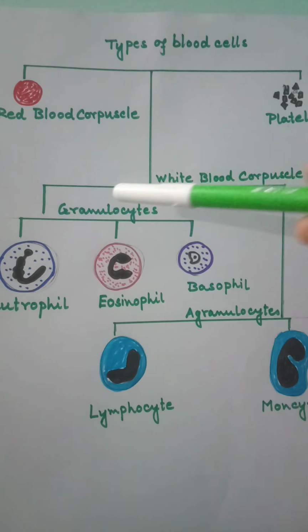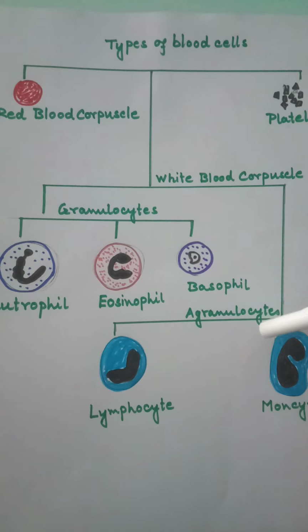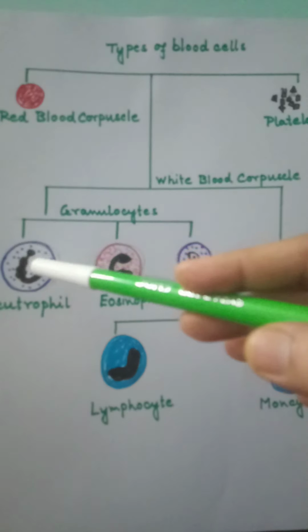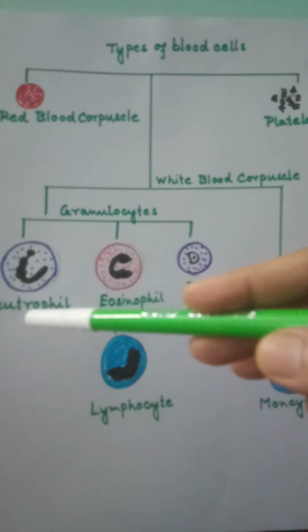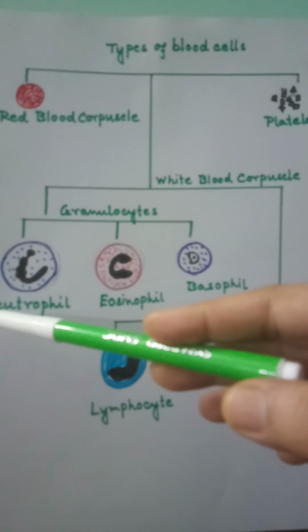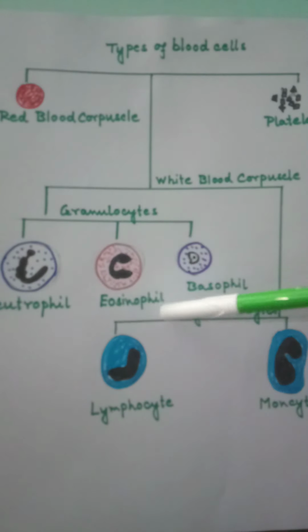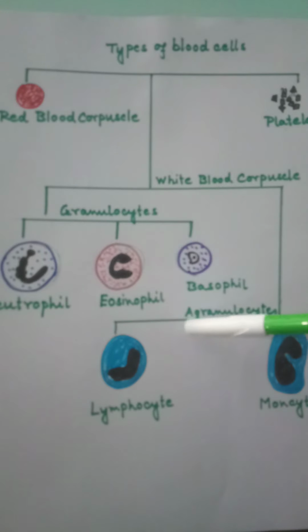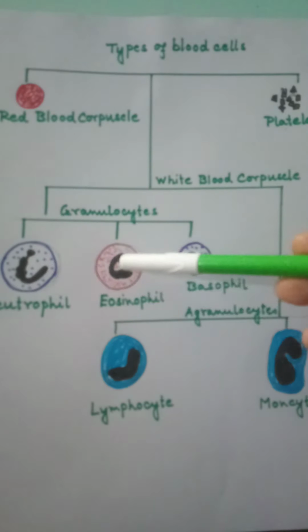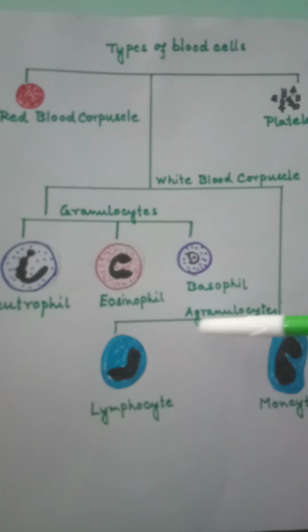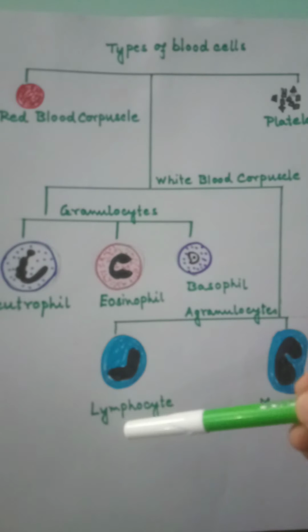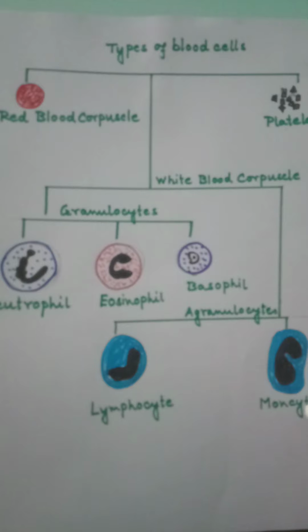White blood cells again can be divided into two types: granulocytes and agranulocytes. Granulocytes have granular cytoplasm, and these are of three types: neutrophil, eosinophil and basophil. They have a lobed nucleus also. Agranulocytes are of two types: lymphocyte and monocyte.